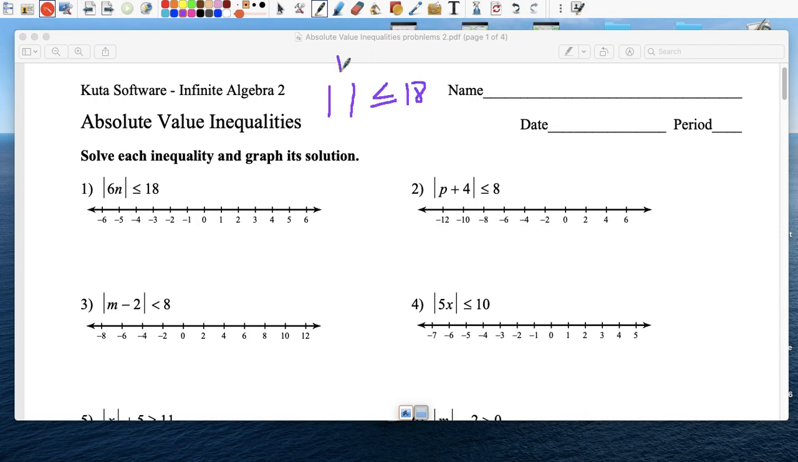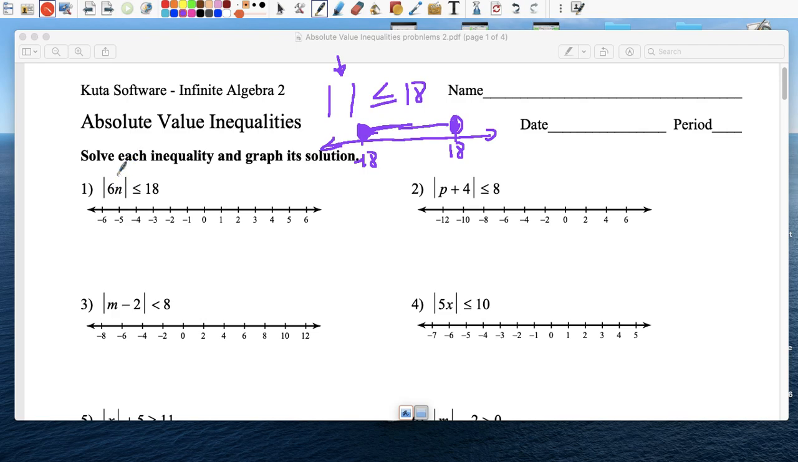In order for this to be true, right? So forget that 6 times n for a second. In order to take the absolute value of a number and have it be less or equal to 18, well, if I take the absolute value of 18, that's going to work. 17, 16, 15, 14, 13, all the way to negative 18 also makes it true. So if I take the absolute value of any number between negative 18 and 18, it makes that inequality true.